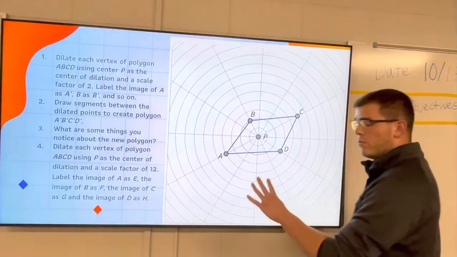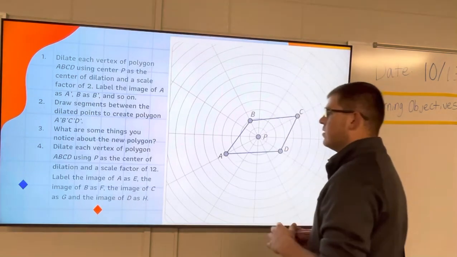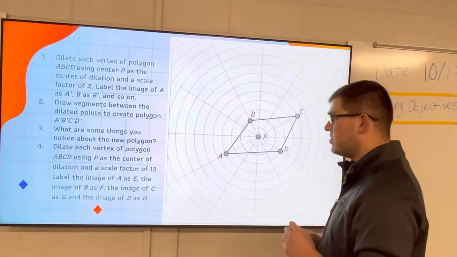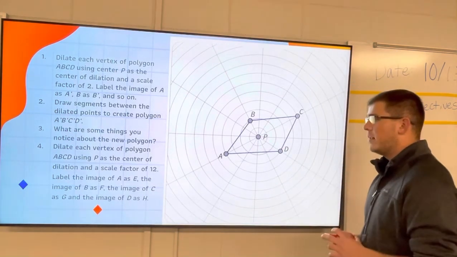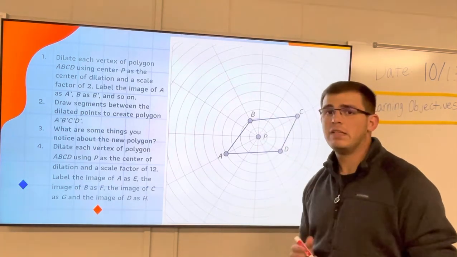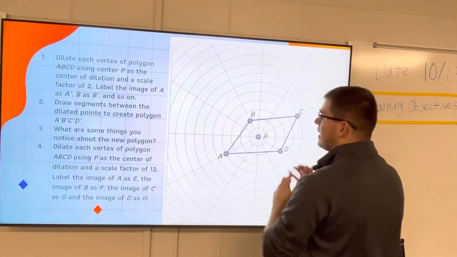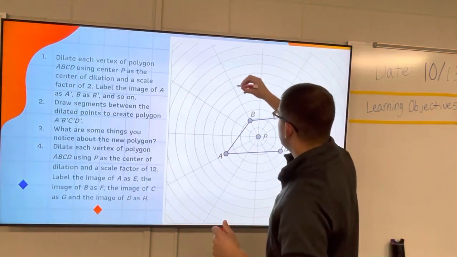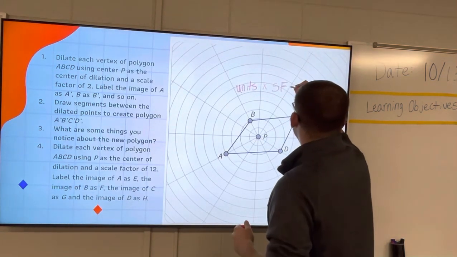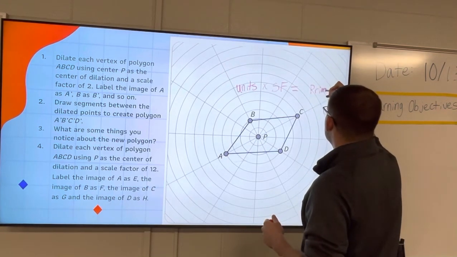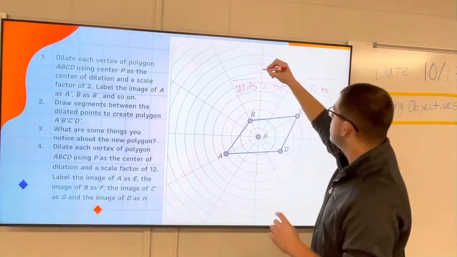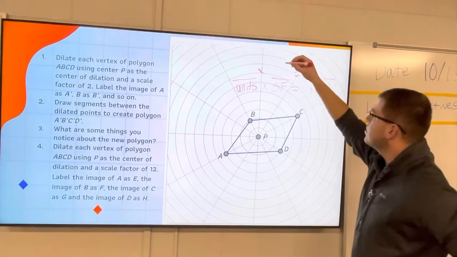Okay, now your question 4, but on your paper it's number 5. We're still back with ABCD, it's polygon ABCD. P is still our center of dilation. Now, I want to dilate each vertex with a scale factor of 1/2. Okay, so this is going to be half as big. So we'll do units times the scale factor equals the prime point. In this case, my scale factor is 1/2.